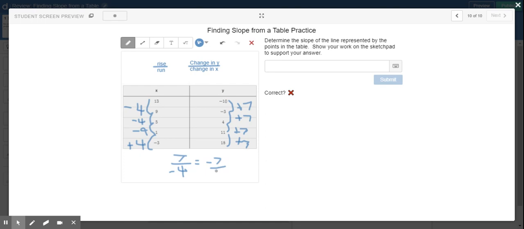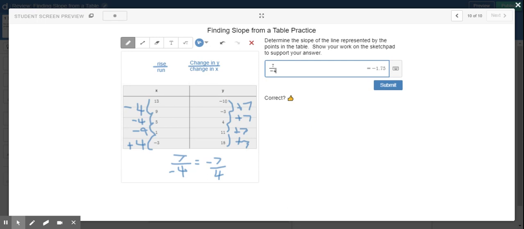Now, 7 is a prime number, so the only number that goes into 7 is 7, and that doesn't go into 4, so there's no simplifying here that I can do. So I'm going to put in -7 divided by 4. I got my thumbs up, so I know that's correct. If I had accidentally entered it with the negative in the denominator, it still should be marked correct. You'll still get your thumbs up that way.